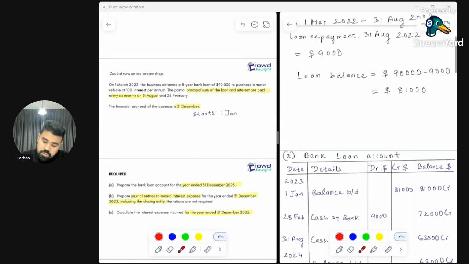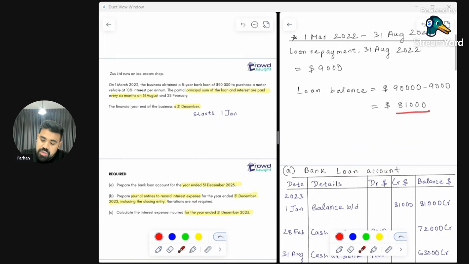All right. So first of all, this loan balance of $81,000 that we have left on 31 August 2022, this will become the closing loan balance at 31 December 2022, right? Because up to 31 December 2022, we are not making any more repayments, okay? So this means this loan balance of $81,000 at 31 December 2022 would be carried forward as the opening balance on 1 January 2023, okay?